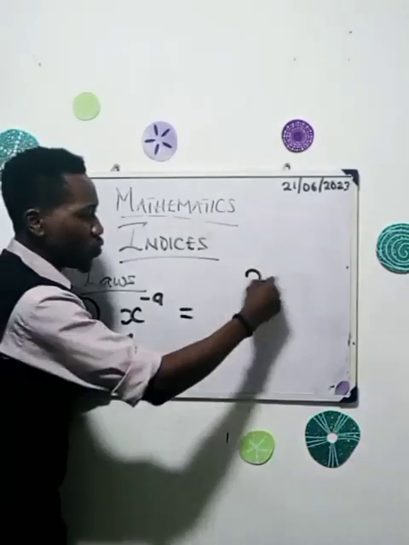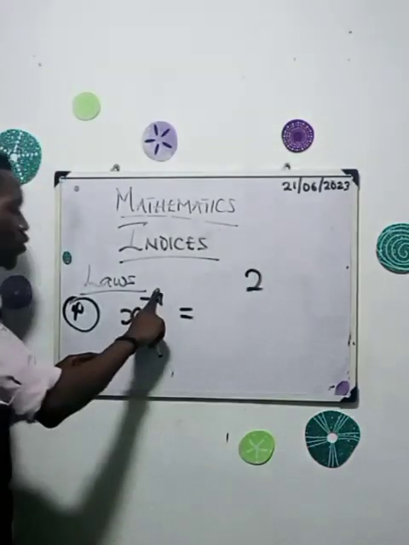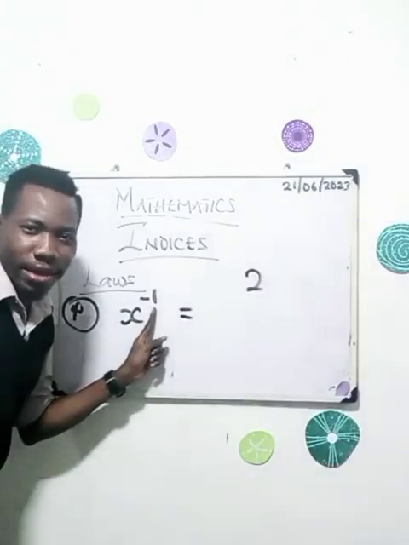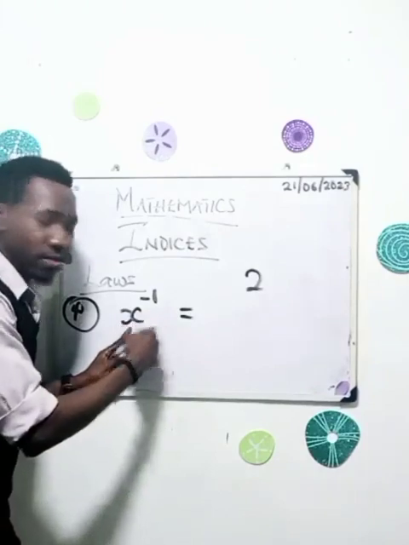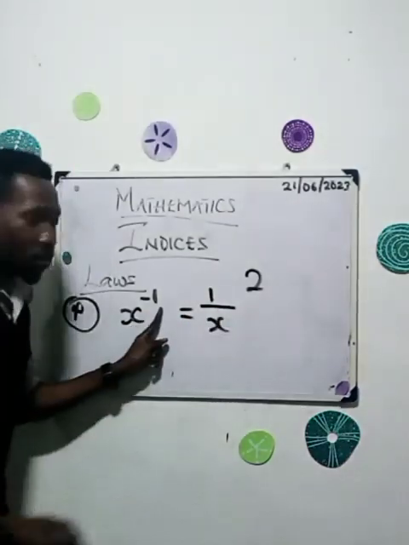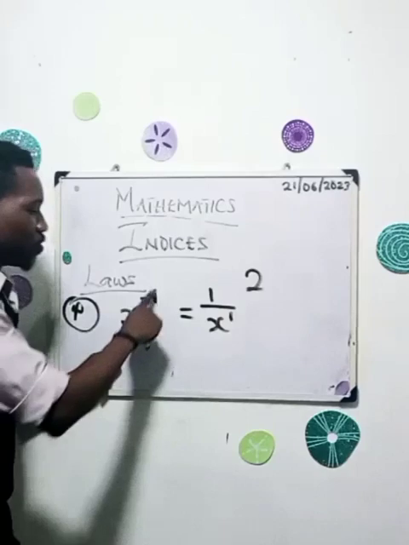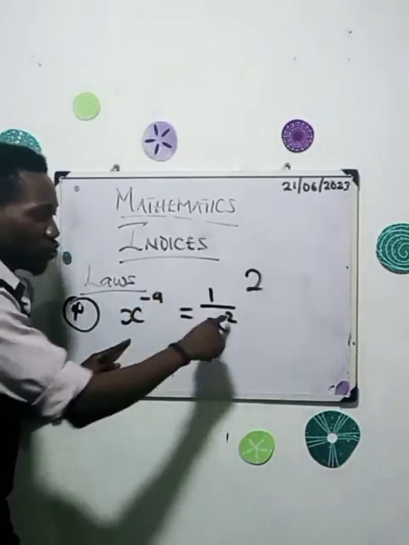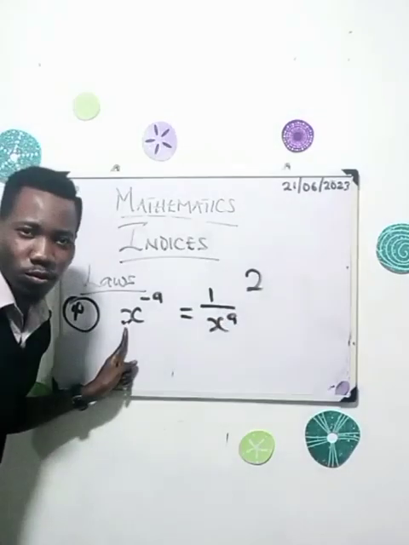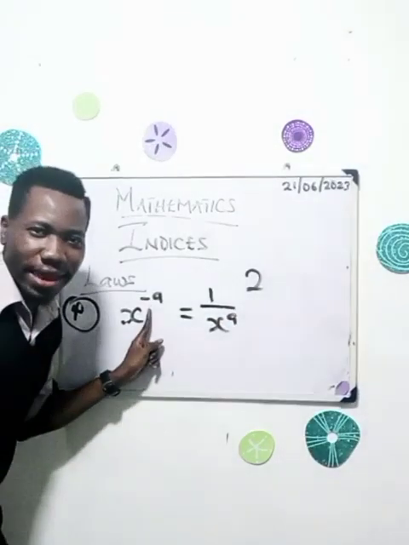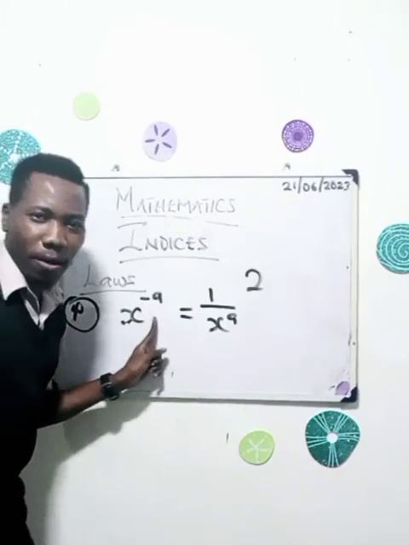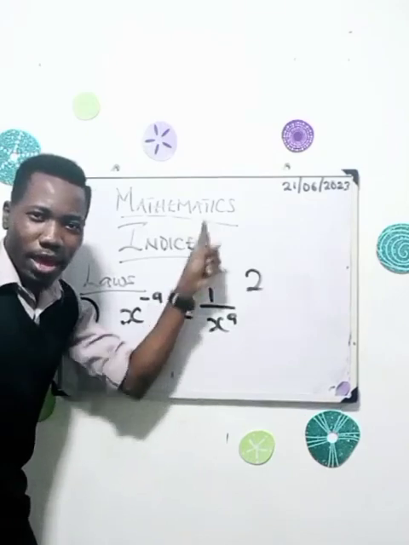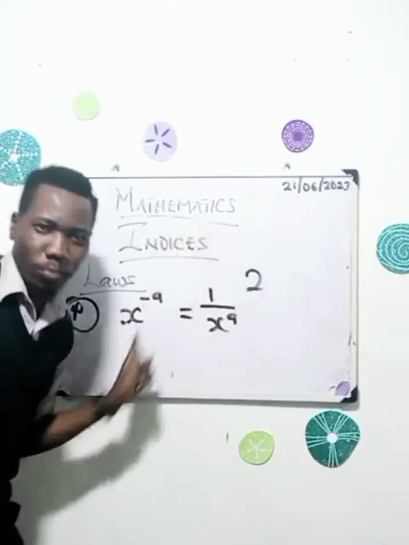Let me start with 1 first. So you have a negative index, like with 1, you're going to reciprocate this. This becomes 1 over x raised to the power of 1. So if this is 2, this will be raised to the power of 2. If this is a, this will be raised to the power of a. That's what this rule is saying. Because of this minus you are seeing here, it becomes 1 over. You reciprocate this.